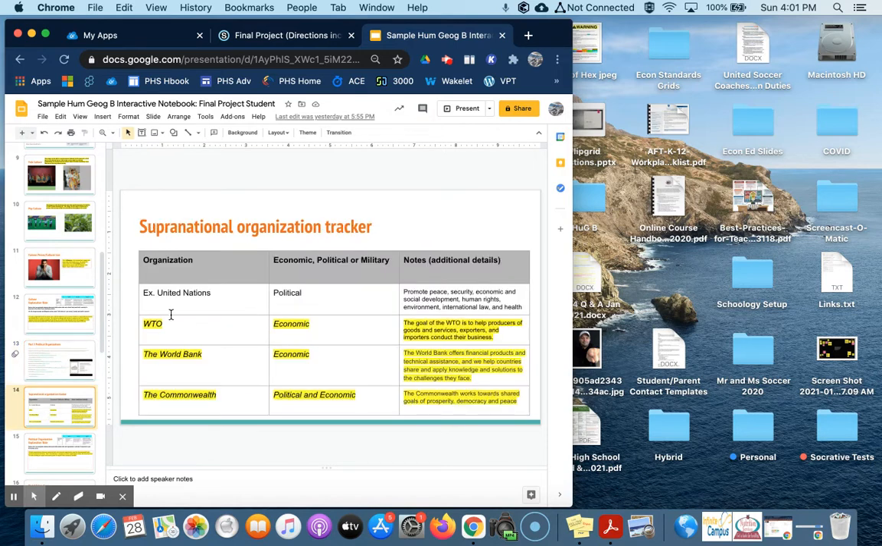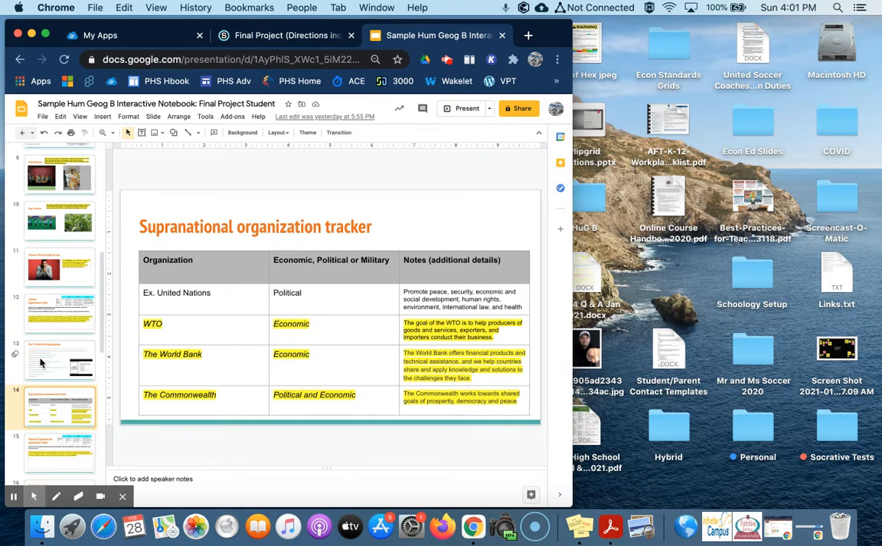So then you have a supranational organization tracker where I've given you an example like the UN. Sri Lanka is a member of the UN. It's a political organization. And when I went to their website and found their purpose, which just usually looks like About Us, you can click on About Us and find that when you go to an organization's webpage. I just pulled out a couple of key points.